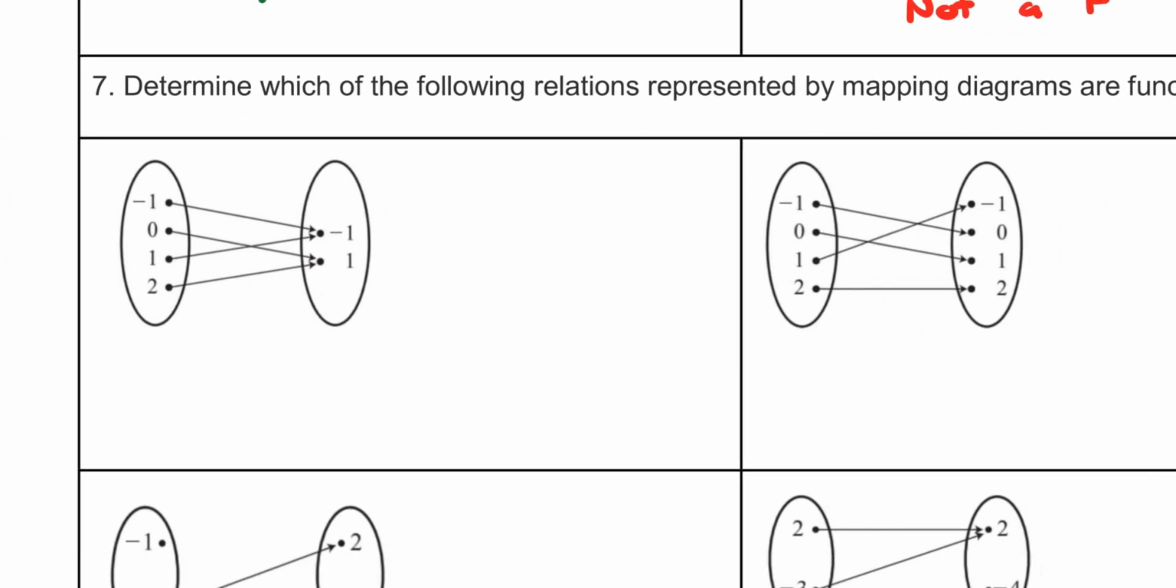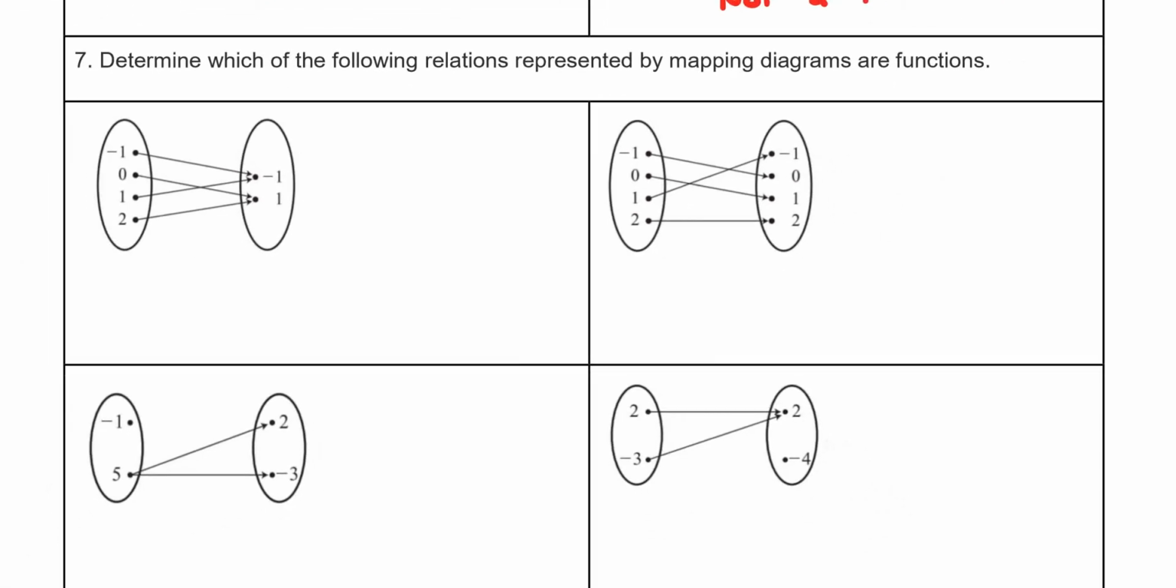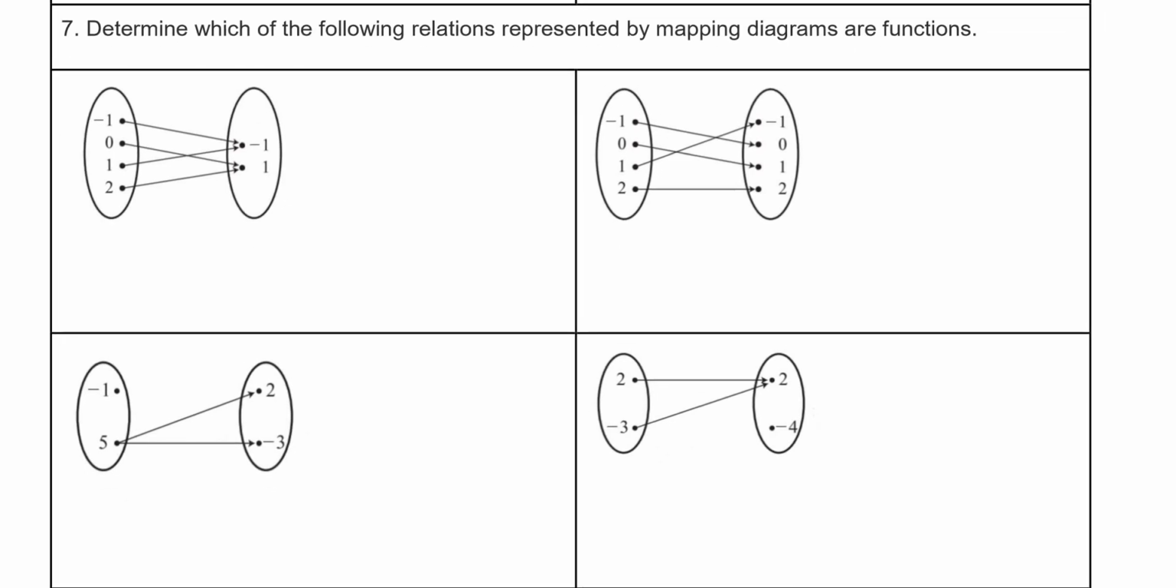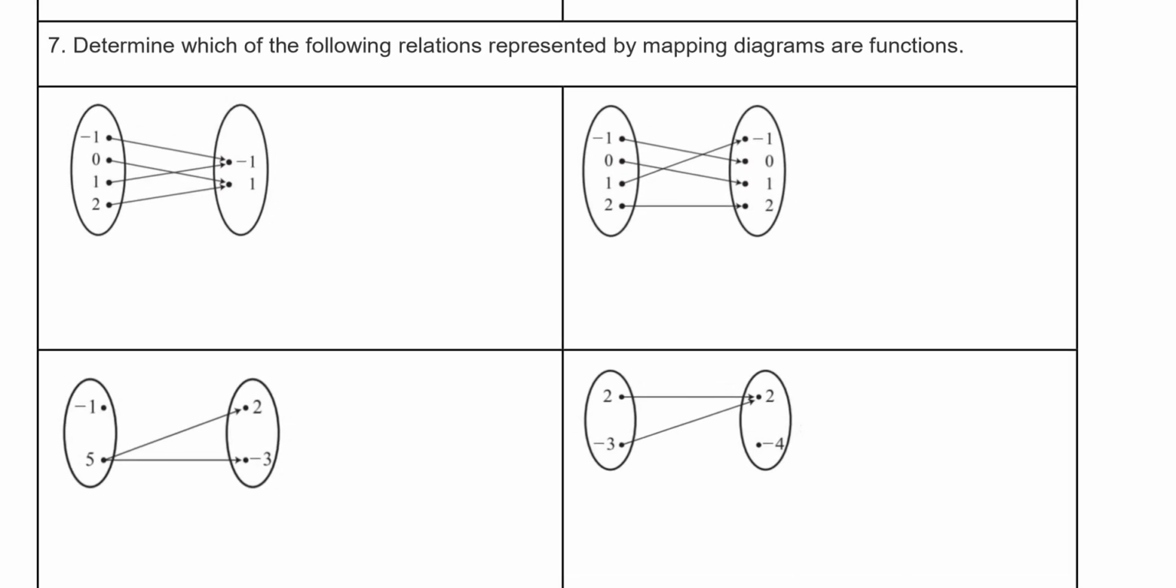Okay. So for question number 7, we have this mapping diagram. What I recommend doing is starting off by taking a little bit of time and writing out the actual coordinates for each of these diagrams. Once you write out the coordinates, then you can easily determine whether it's a function or not. So let's pause the video here and take a few minutes to write out the coordinates for each of the 4 mapping diagrams.